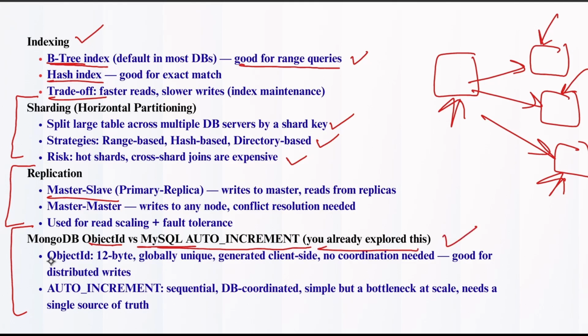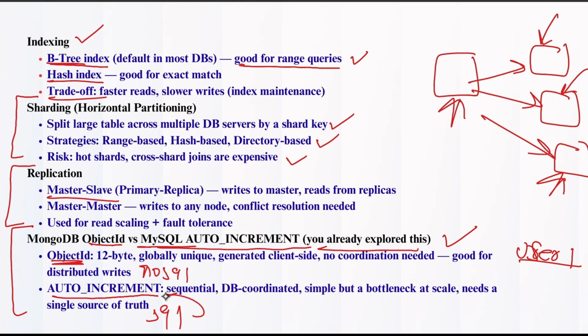How does the object ID work? What is this object ID? Let's say user1, user1, and if you want to track all the users, that kind of stuff, that is done with the help of the object ID. Okay, and the auto increment feature, this is for NoSQL, and this is for SQL.